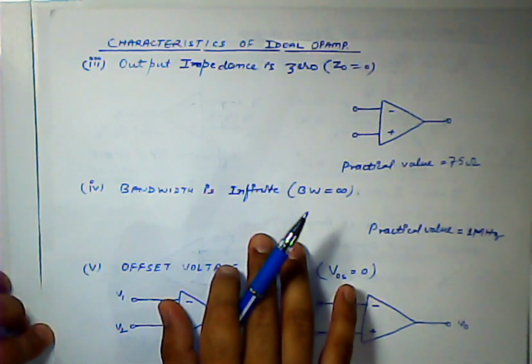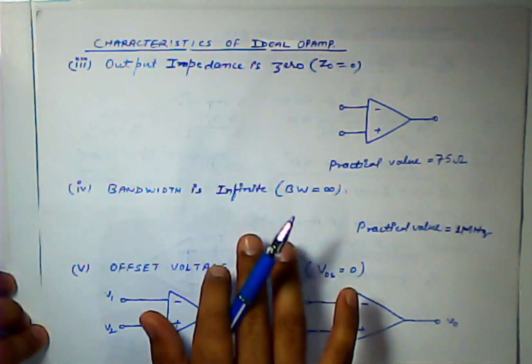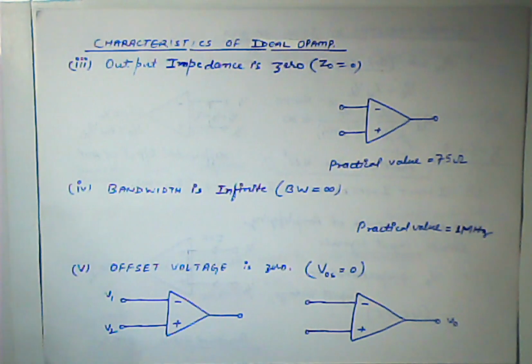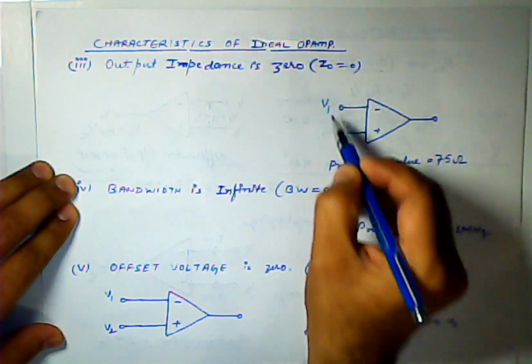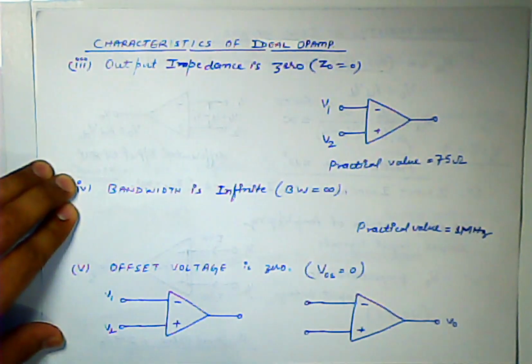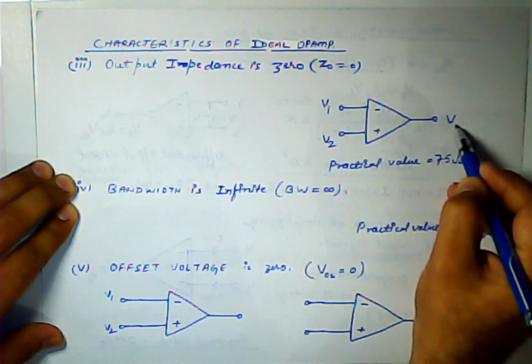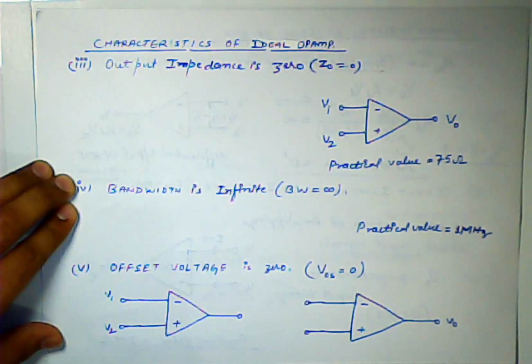Moving towards the third characteristic. The third characteristic of op-amp is output impedance is 0. So output impedance of an ideal op-amp is 0. Let us say there are two inputs V1 and V2, and we are getting some output for these two inputs.